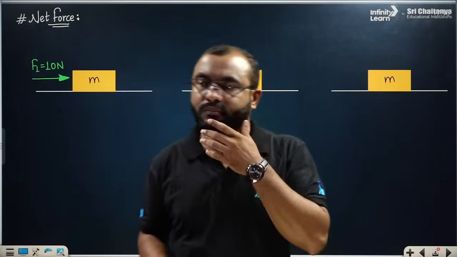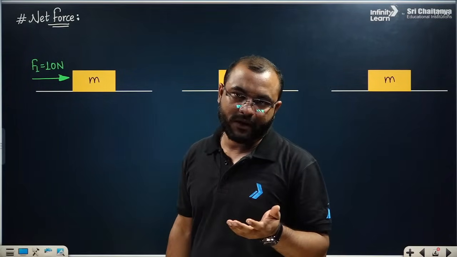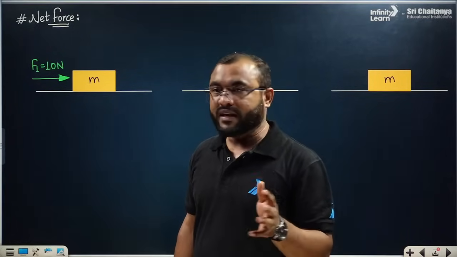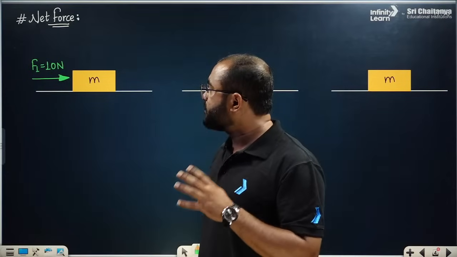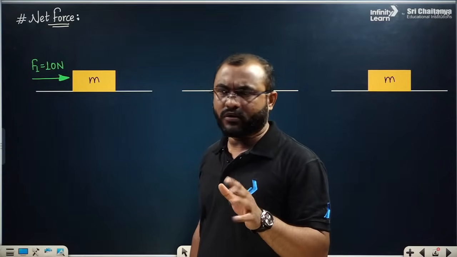For example, suppose I apply 10 Newton of force and it might be moving with 5 meter per second speed. If I increase the force, it will increase the velocity. Fine, so this body can move according to the 10 Newton of force.